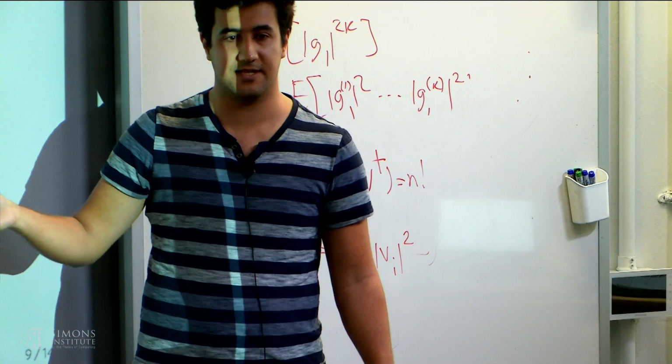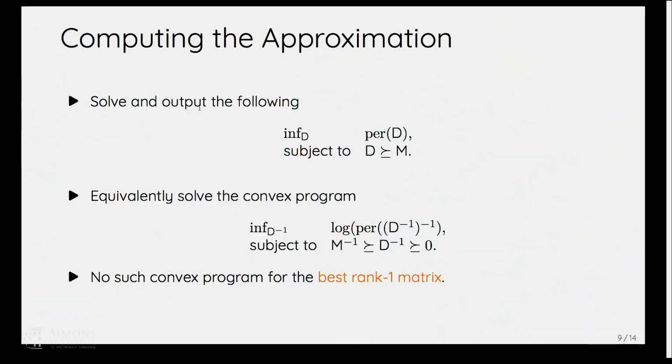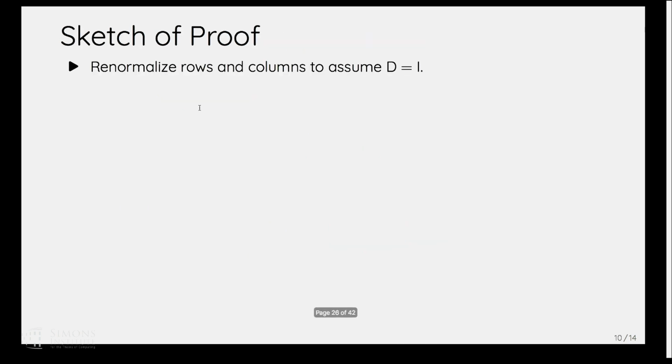And there is a not very hard transformation that transforms this into a convex program. You have to work with the inverse of the matrix D, and then your objective becomes a convex function, and you can minimize it. Once you take the log. As I said before, I don't know of any such convex program that gives you the best rank 1 matrix, and that seems to be connected to polynomial optimization over the sphere, which we cannot solve exactly.